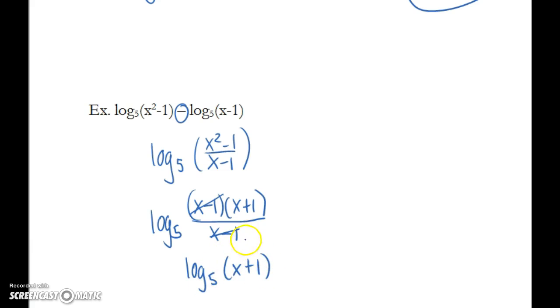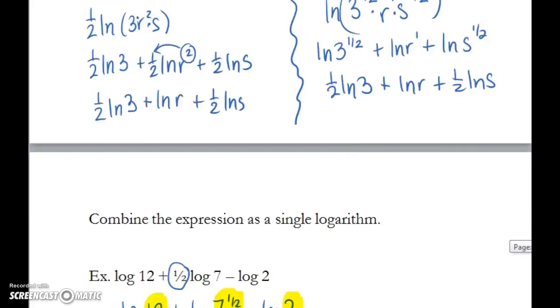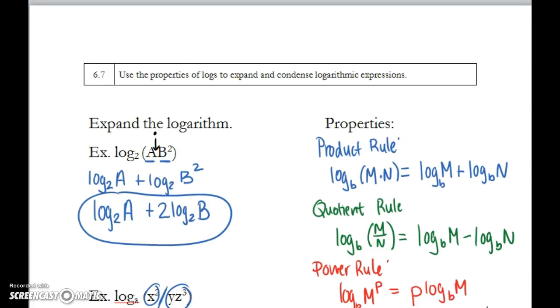And the main application of the property is turning it into a quotient. But again, if you remember your factoring, you can simplify some more. All right, so this is standard 6.7. This is expanding and condensing using properties of our logs.